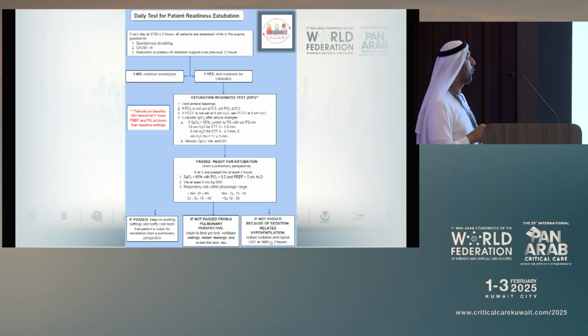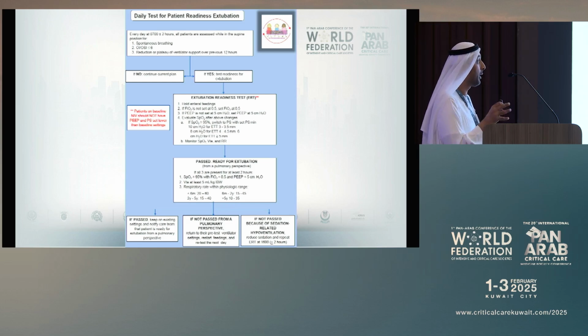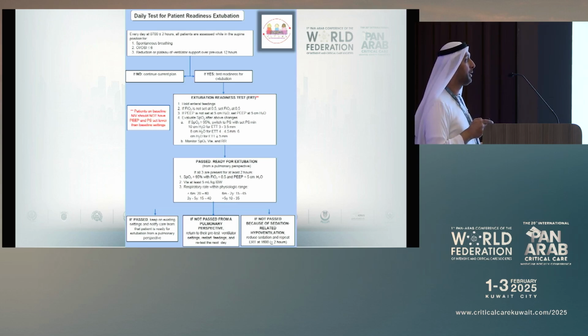How you do it: we set the FiO2 at 50%, we set the PEEP at 5, and then we evaluate the patient saturation. If he's okay, then we put him on pressure support. Pressure support is based on the ET tube size. You have either 10 for small size, 8 for a little bit bigger size, and 6 for more than 5 centimeters. So we put pressure support, and we monitor 3 parameters.